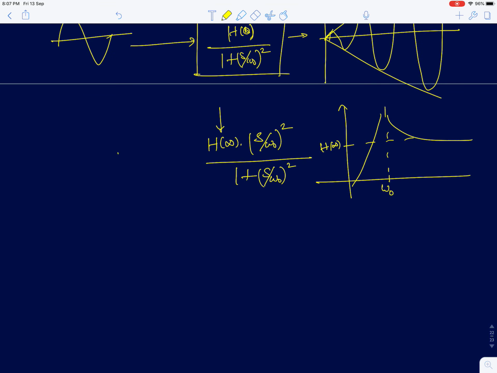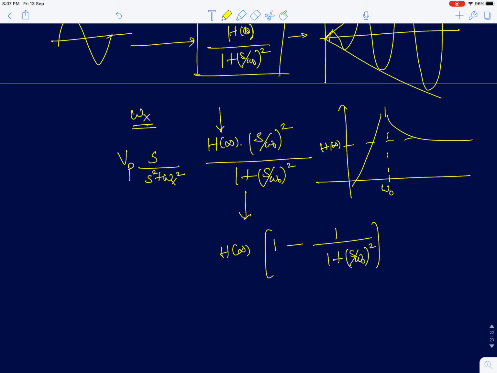Now I'm going to feed a sinusoid. So I'll write the Laplace transform of the sinusoid which I'm going to feed to this. So this would be s square plus omega x square. I'm going to feed a sinusoid of frequency omega x, which is not equal to omega naught. Now this function, I'll rearrange the terms and write this as a simpler expression.